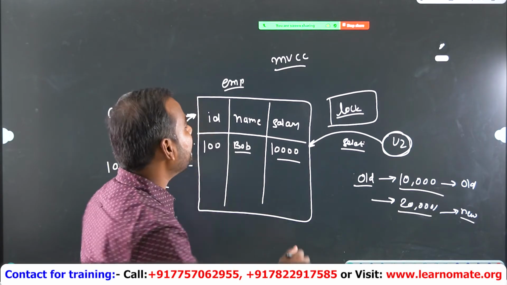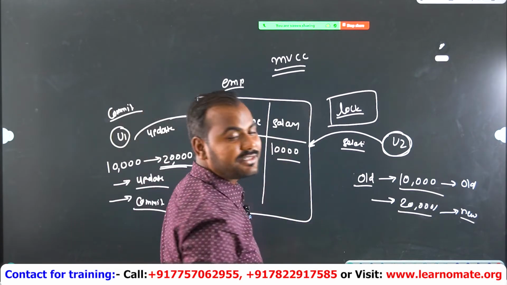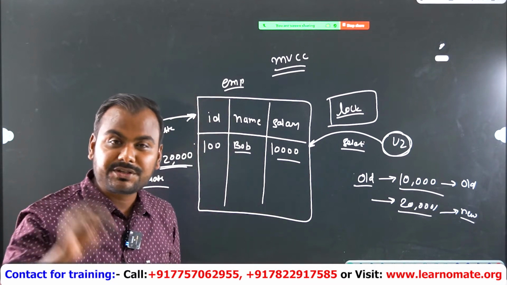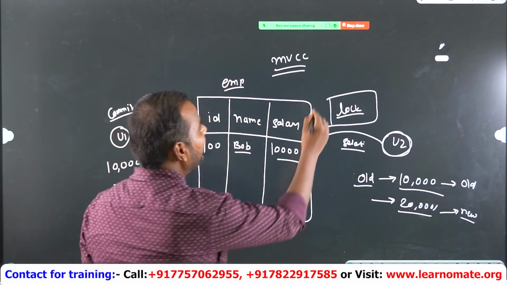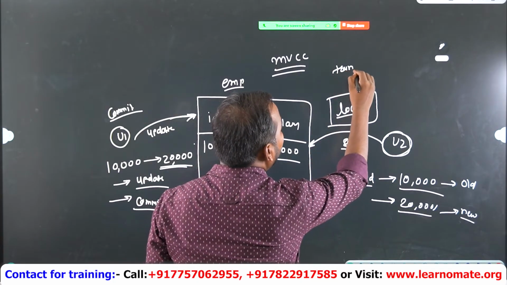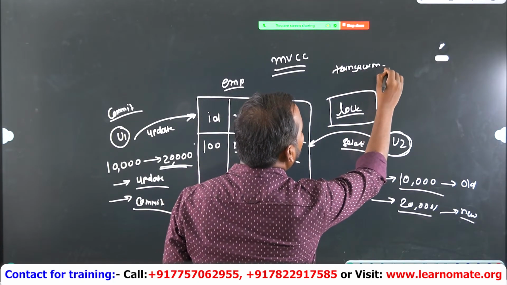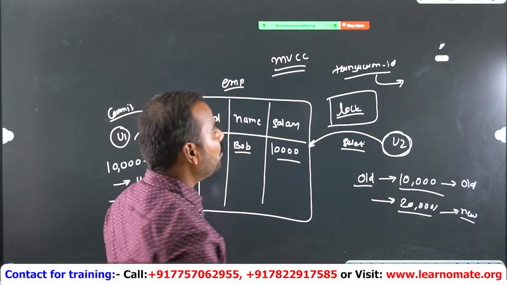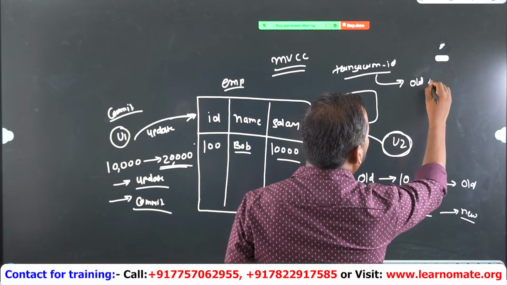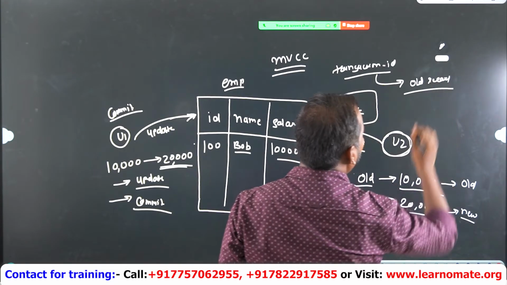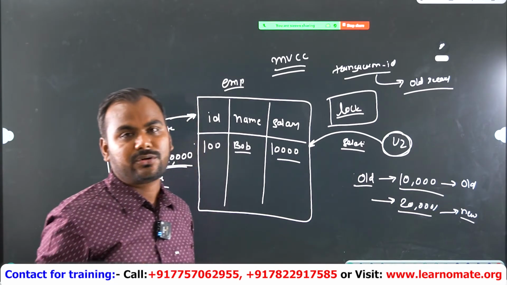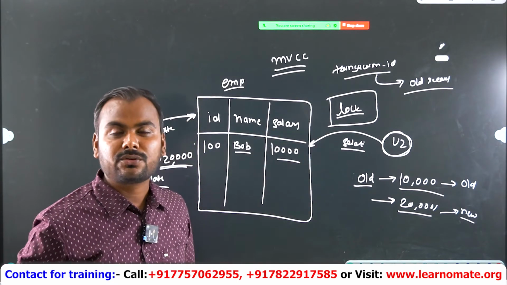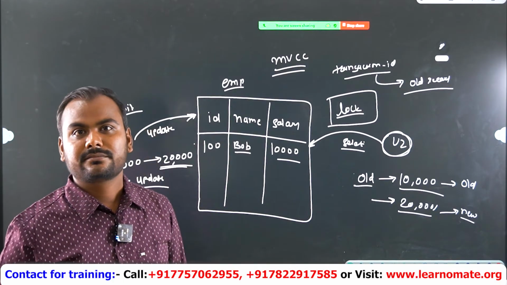So in MVCC, what will happen? For every transaction you run on PostgreSQL, it maintains a transaction ID, and that transaction ID also maintains the old record, or we can call it the old snapshot. And as soon as the user does the commit, the old snapshot will be deleted.